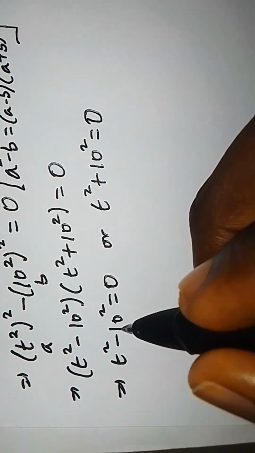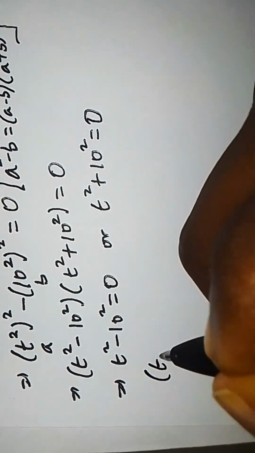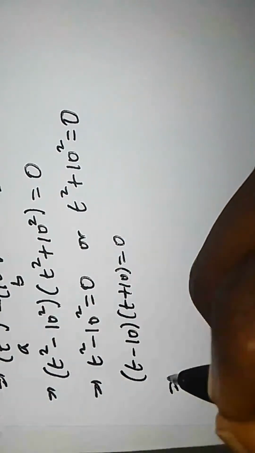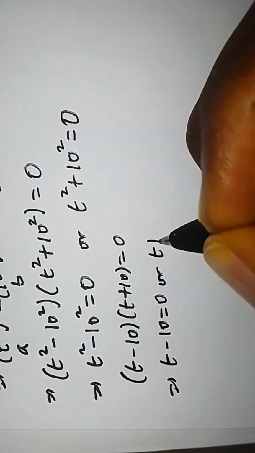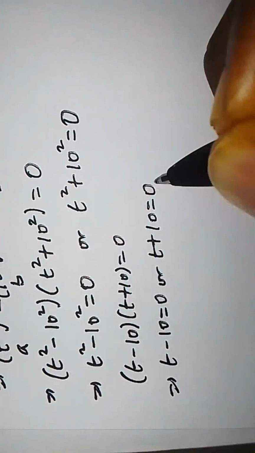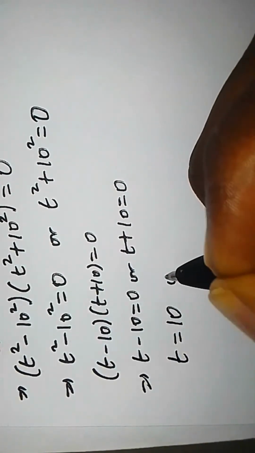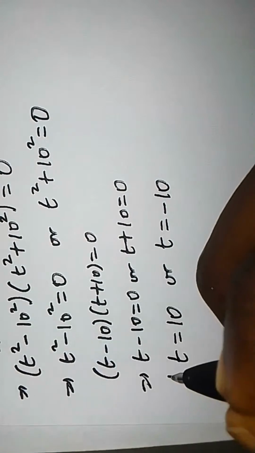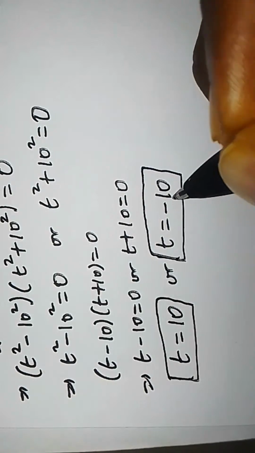Let us consider this one first. t^2 minus 10^2 could be written as (t minus 10) times (t plus 10) equal to 0. This means that t minus 10 is equal to 0, or t plus 10 is equal to 0. Clearly, t is equal to 10, or t is equal to minus 10. These are the real solutions. t equals 10 or negative 10.